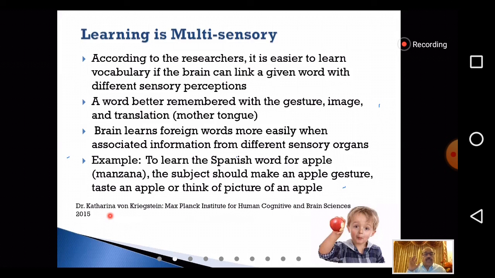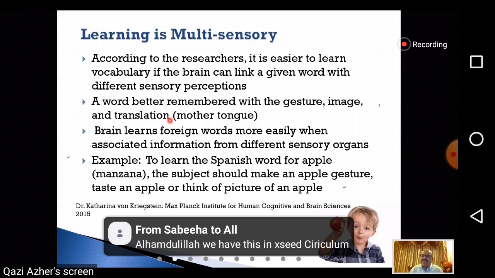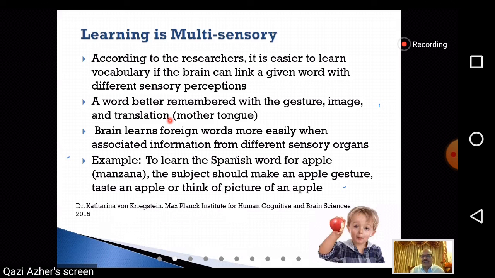So learning is multisensory. It should not be only through listening. It should not be just visual. It should use different senses. A word is better remembered with gesture, image, and translation. You have seen those kids memorizing the Quran, the holy book. They move like this. You know what? That gesture makes them remember. So any kind of gesture while you are memorizing, or showing the sign of apple like this, as I showed you, the kid next time may also do the same. Here, I remember that apple, I remember.